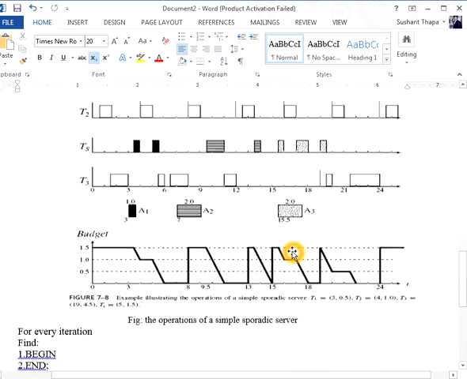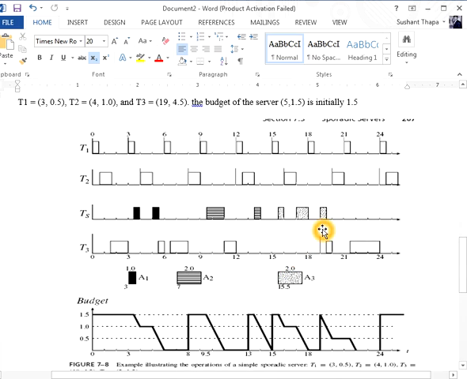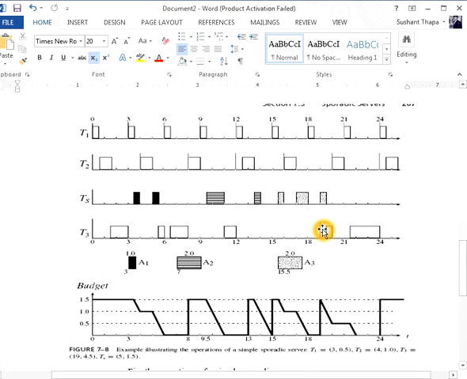So this is how the given example is solved. I hope you guys understand it.